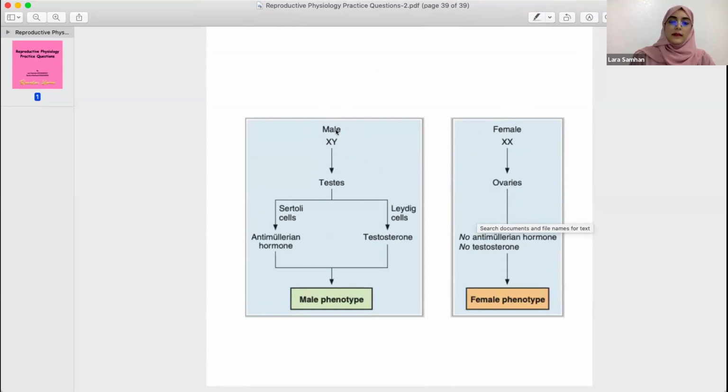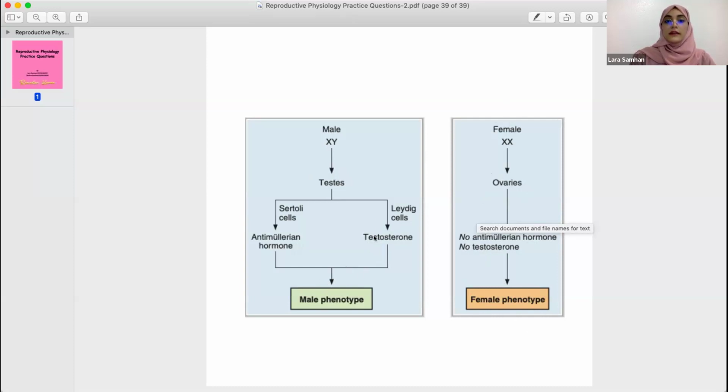For the male, as we already know from basic science in school, the male chromosome is XY and the female chromosome is XX. Males have the testes as gonads, and the female has the ovaries. For a female phenotype, we should have no anti-Mullerian hormone and no testosterone. If we don't have both of those hormones, this is a normal female phenotype. Compared to the male phenotype, we should have both hormones, the anti-Mullerian hormone and the testosterone, for normal male gonads and normal male hormones.